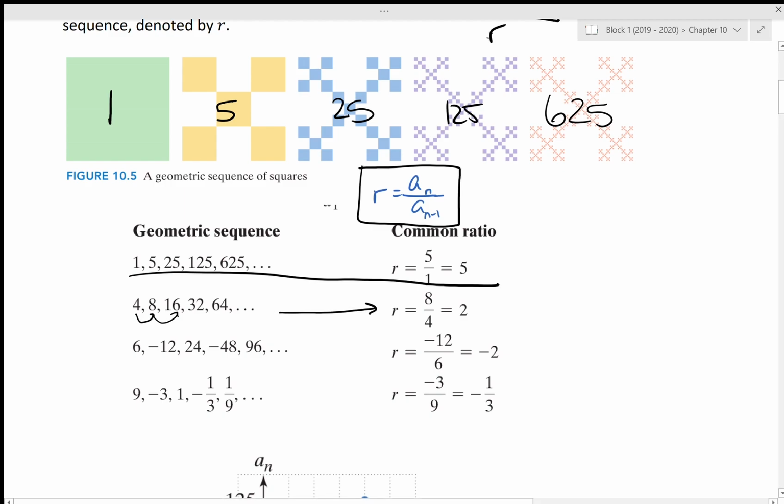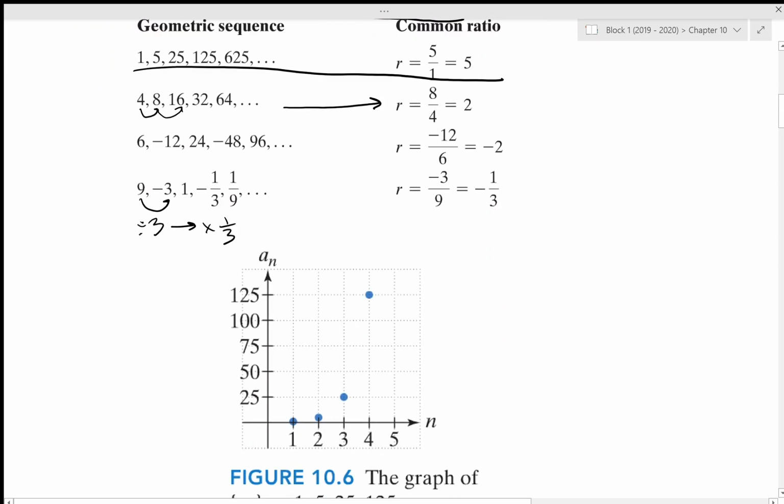Sometimes your common ratio can be negative, okay? If you go positive to negative to positive to negative, your common ratio is going to be a negative. And if you're going down, to divide by 3 is the same as multiplying by a third. So just something to keep in mind with that, all right?